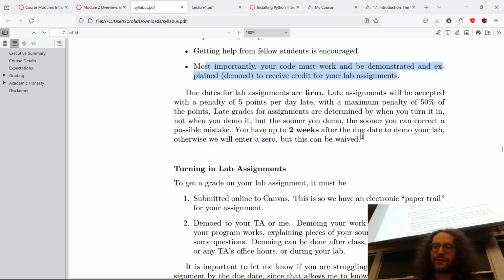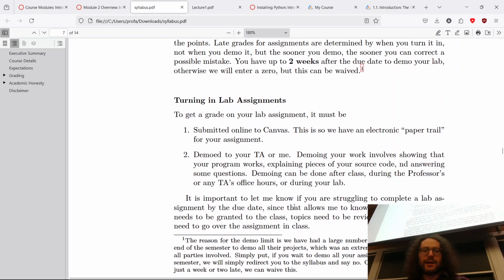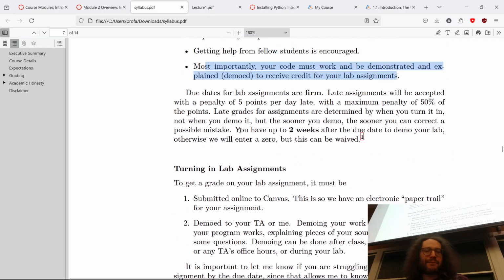Demoing can be done after class. I generally have some time after class, during the TAs' or my office hours, or during your lab. During your lab is kind of the default time to demo these, right? You have up to two.